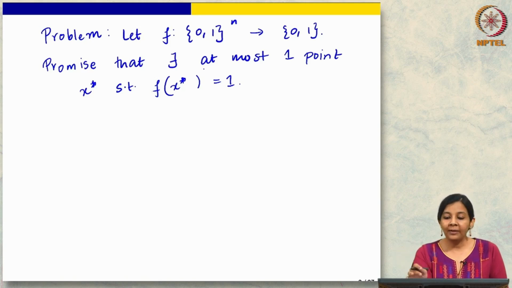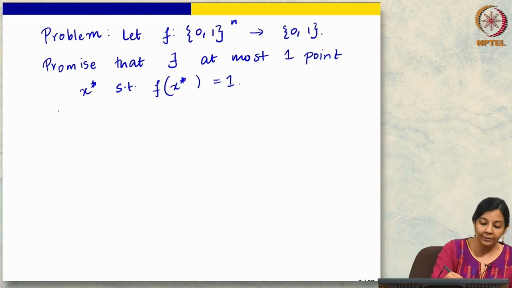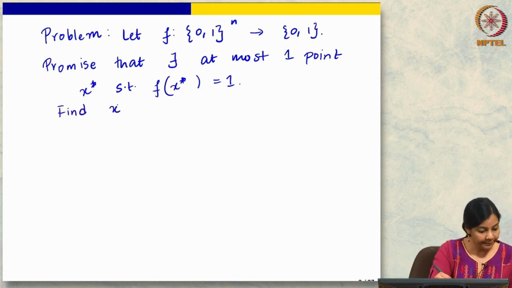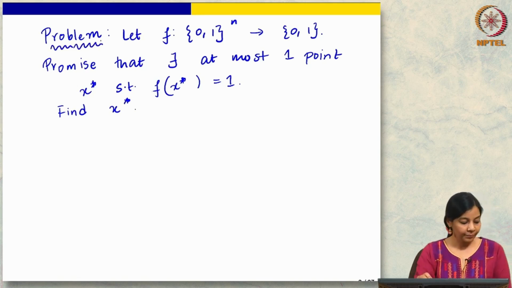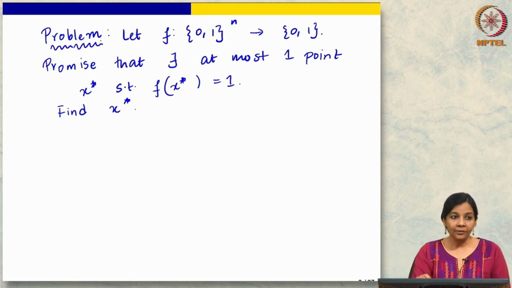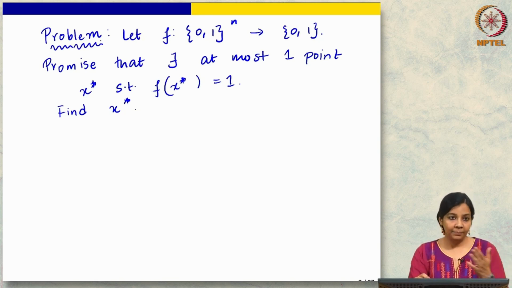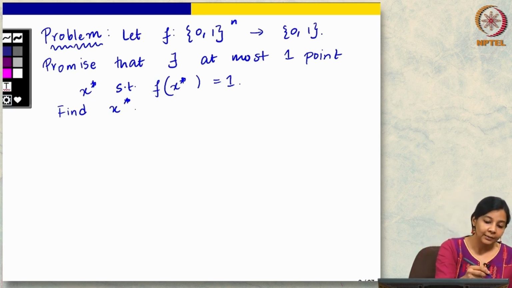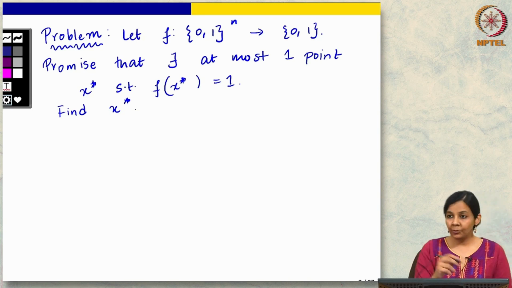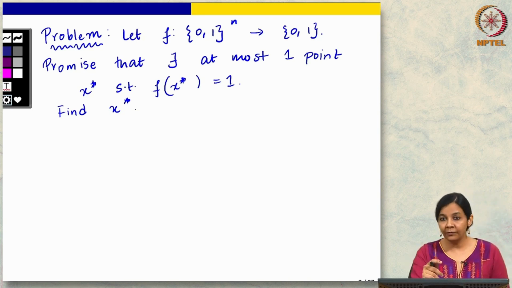So basically I have this function, I have one point that satisfies the function and I want to find this point. So this is my problem. You can think of this as a search problem by mapping it to searching a database. You can also think of this as inverting a one-way function. How is that? Can you try to come up with a way that I can use this problem to represent this inversion of a one-way function?